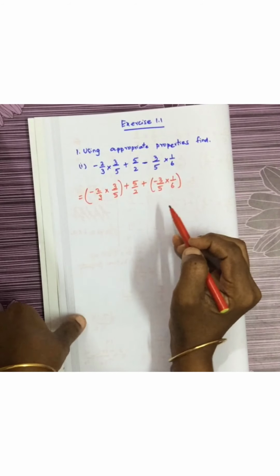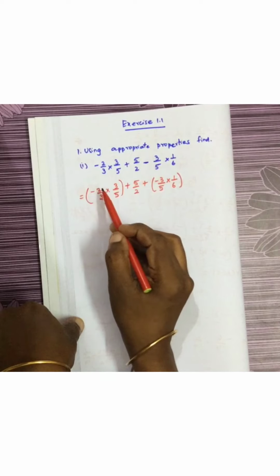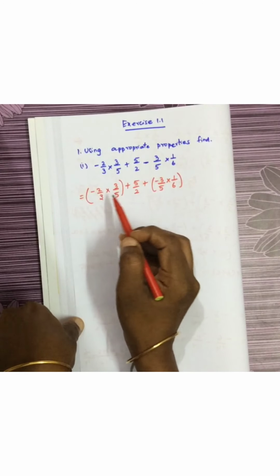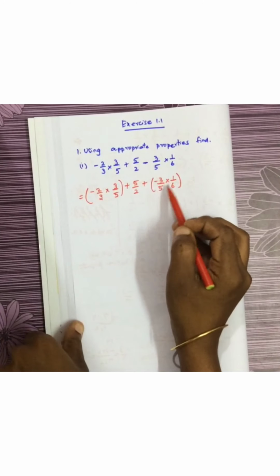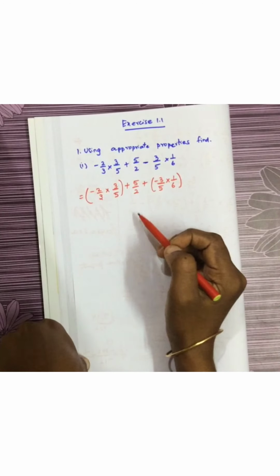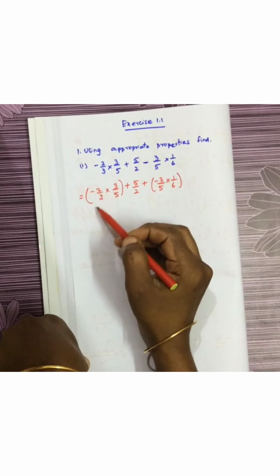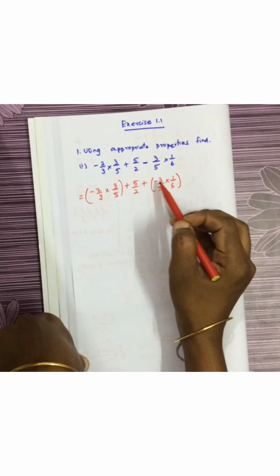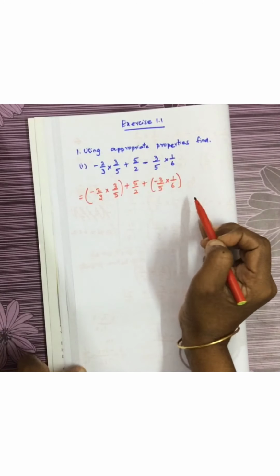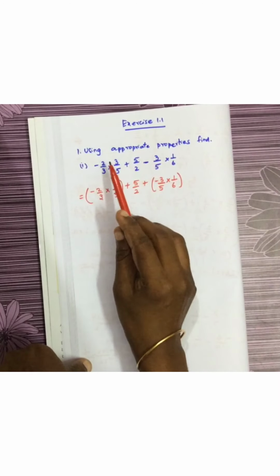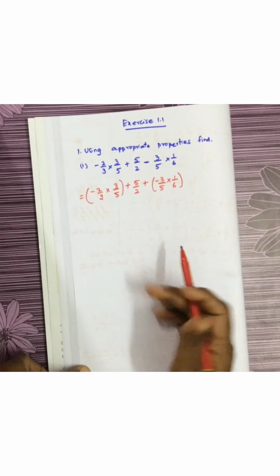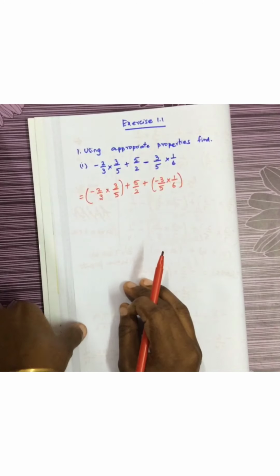Next, you can see this is minus 2 by 3 multiplied by 3 by 5. Here is one 3 by 5 and here is one 3 by 5. If the question is simply solved, you can just cancel this 3 and 3, and 1 threes are 3, 3 twos are 6. In this way also you can solve, but in the question they have asked you to find using appropriate properties. So you have to use the properties to find the answer.